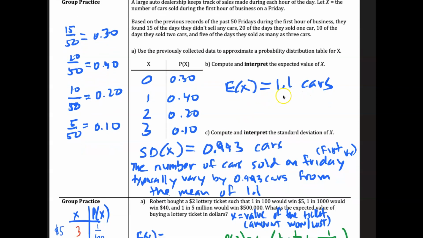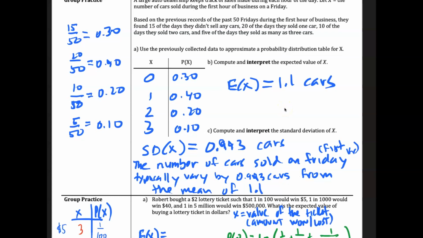But again, this idea of 1.1 cars, we don't sell 1.1 cars, right? It's the average idea that it's kind of close to 1, what we expect to sell per Friday morning. And that's kind of where that value is in terms of how I reason with it.